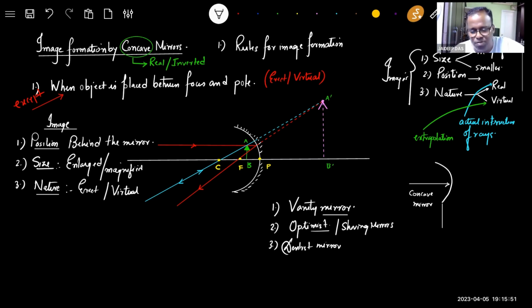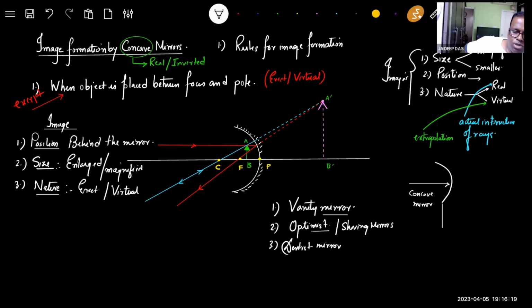So next time, if a problem comes to you and says a concave mirror produces a virtual image, immediately you think that the object must be between the focus and the pole. Are you getting it? Suppose the focal length is given as 30 centimeters, then your object distance cannot be more than 30. If more than 30 is coming, your answer is wrong. It has to be within 30 because it is between the pole and the focus. That we'll get to know later on. Don't break your head on this.